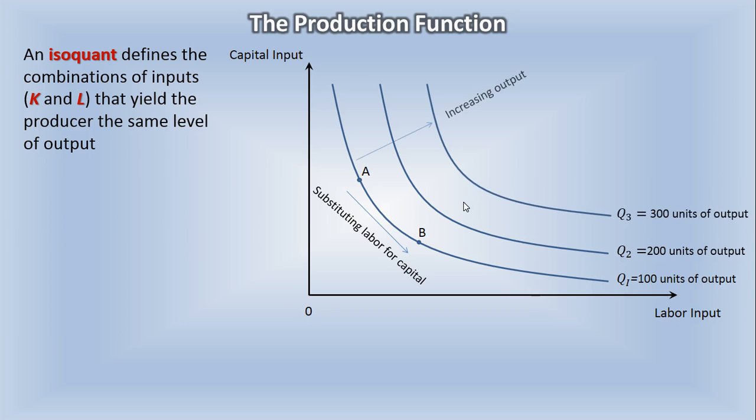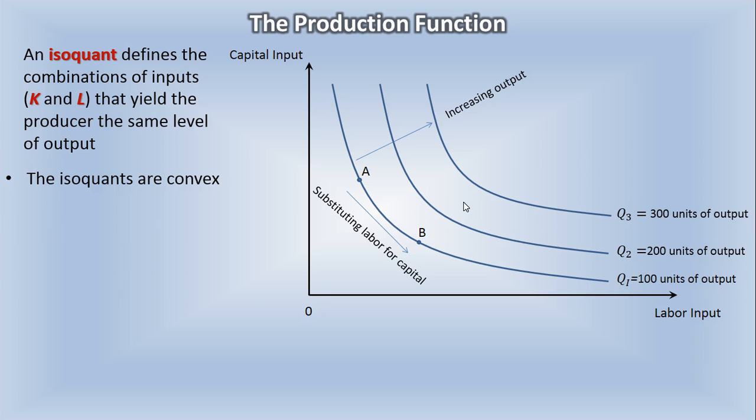So again, as we move further and further away from the origin, the isoquants represent higher levels of output. The second one represents 200 units of output. So you could have a lot of capital, a little bit of labor, a lot of labor, a little bit of capital, and they'll all produce 200. If you want to produce 300 units, then we go up to this isoquant, which again represents combinations of capital and labor that will yield the same amount of output, 300 units.